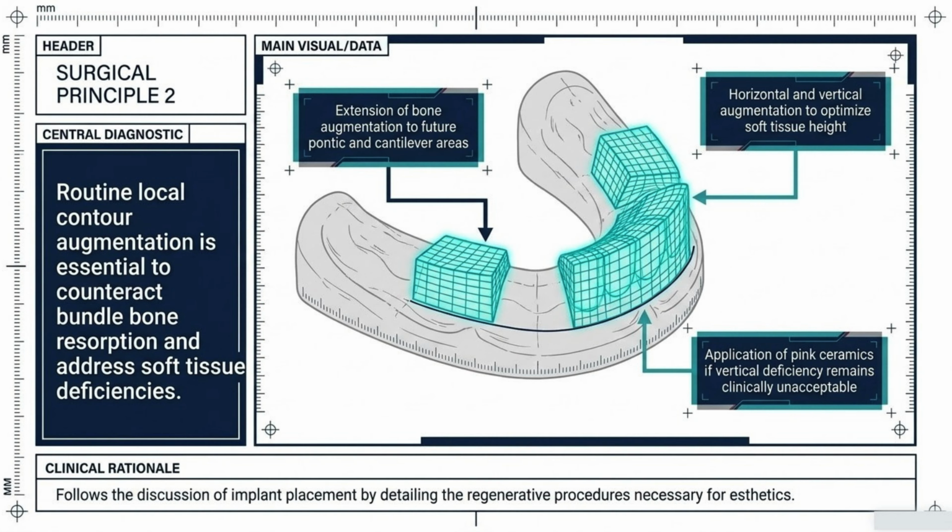Our second principle addresses the inevitable biological reality, bundle bone resorption. Routine local contour augmentation is absolutely essential to counteract this resorption and address underlying soft tissue deficiencies. Surgically, we must extend our bone augmentation into the future pontic and cantilever areas. This involves both horizontal and vertical augmentation to properly optimize soft tissue height. If, after healing, a vertical deficiency remains clinically unacceptable, we compensate prosthetically through the application of pink ceramics.